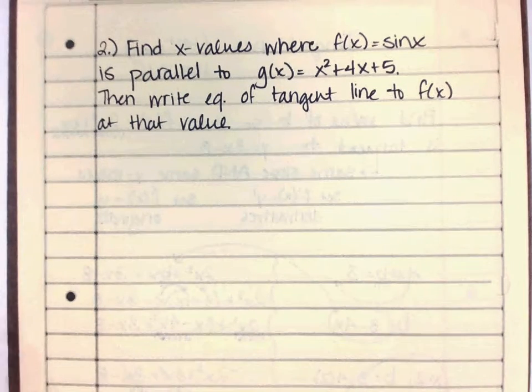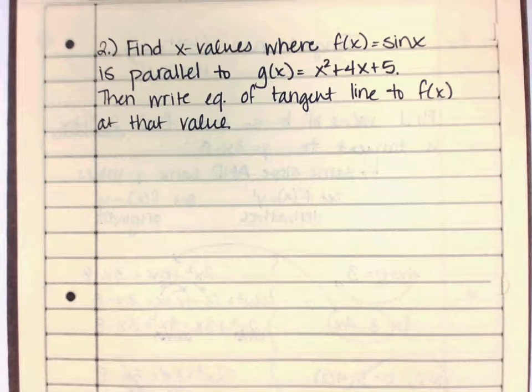Okay, find x values where f of x is parallel to g of x. Then write the equation of the tangent line to f at that value. So we're going to just go over some quick calculator stuff. Make sure you guys know how to use these. They're exactly the same as your other calculators, except for they're brighter and prettier and the picture's a little better.